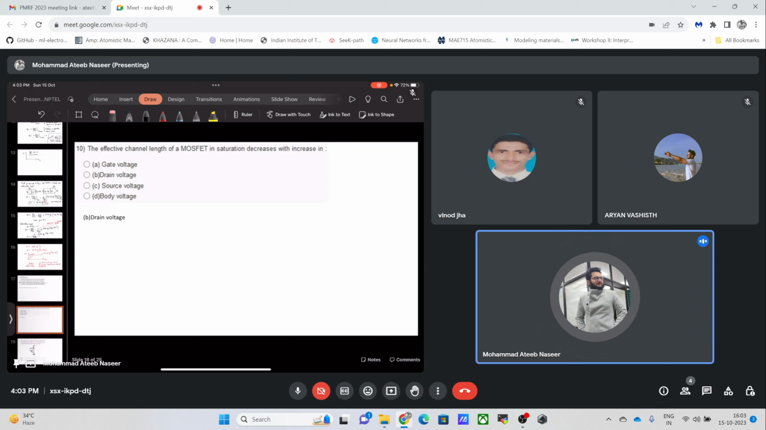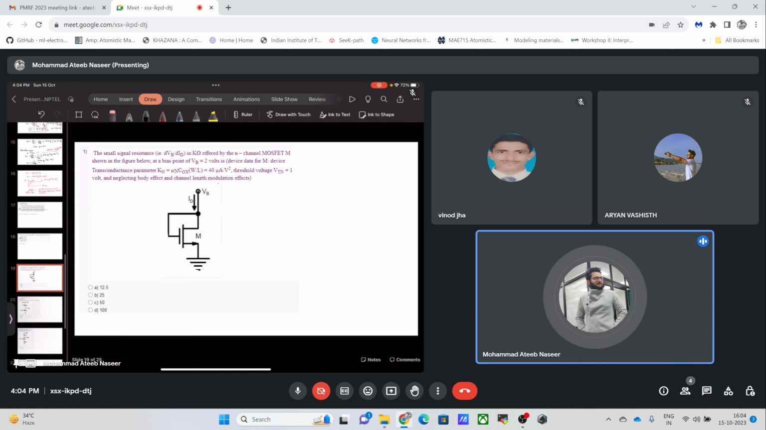The effective channel length of a MOSFET in saturation decreases with an increase in drain voltage. We have seen in the previous lecture how the pinch off region moves towards the source when the drain voltage is increased. Now let's move towards some problem solving. We will solve some of the problems that we had left in the previous session.